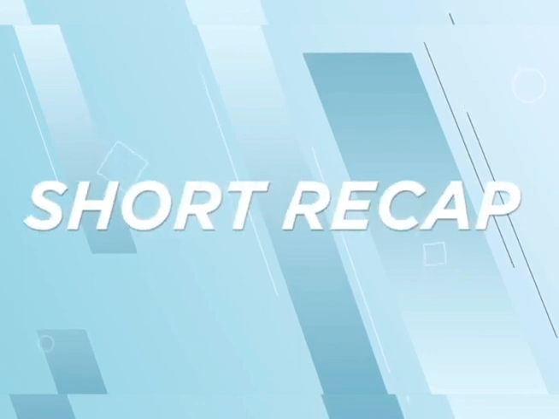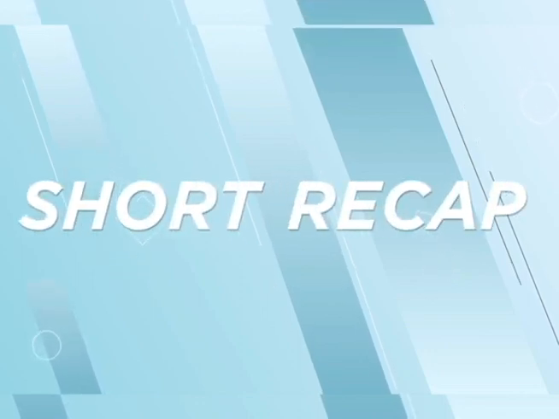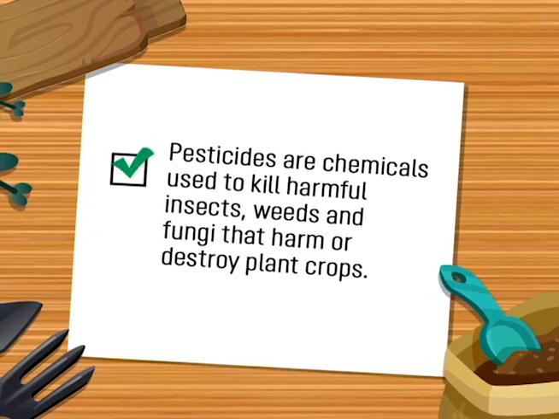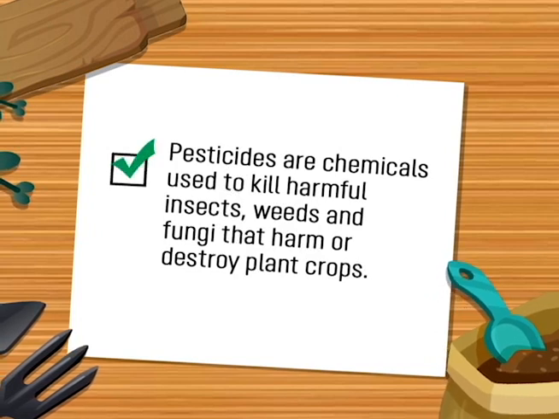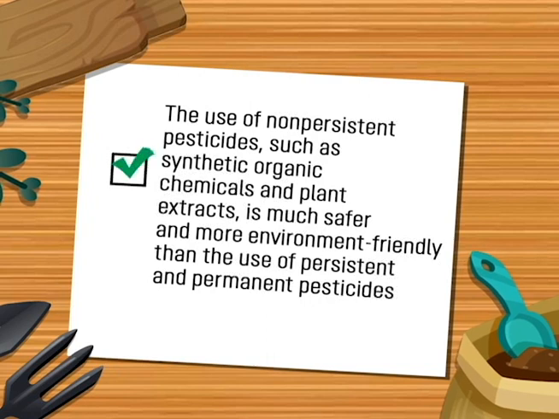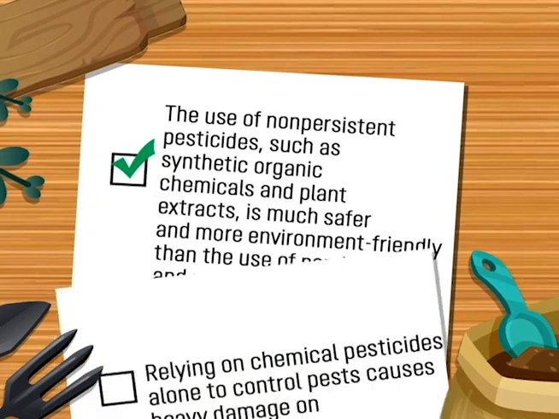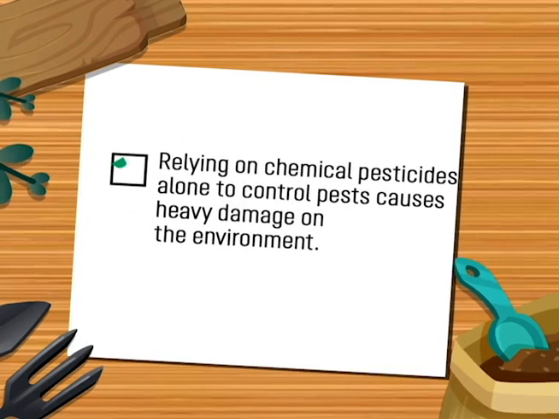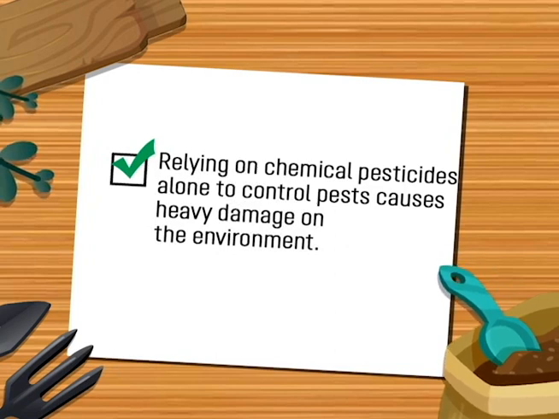In this lesson, you have learned that pesticides are chemicals used to kill harmful insects, weeds, and fungi that harm or destroy plant crops. The use of non-persistent pesticides, such as synthetic organic chemicals and plant extracts, is much safer and more environment-friendly than the use of persistent and permanent pesticides. Relying on chemical pesticides alone to control pests causes heavy damage on the environment.